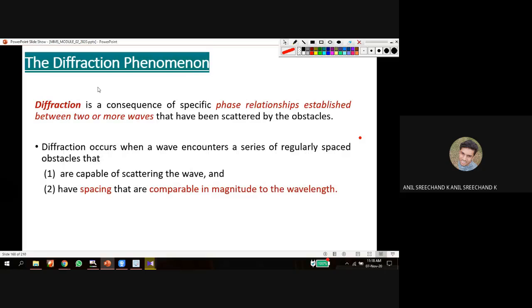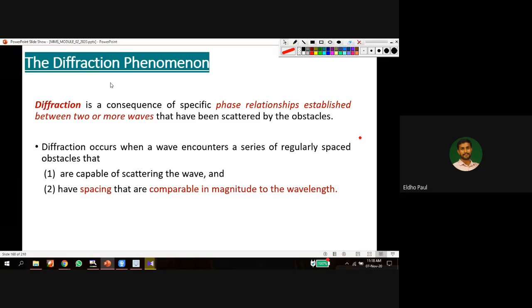No, sir. Okay. So diffraction phenomenon occurs by constructive interference or destructive interference. Diffraction is a consequence of a specific phase relationship established between two or more waves when they have been scattered by the obstruction. Diffraction occurs when the wave encounters a series of regularly spaced obstructions that are capable of scattering the wave and have the spacing comparable in magnitude to the wavelength.